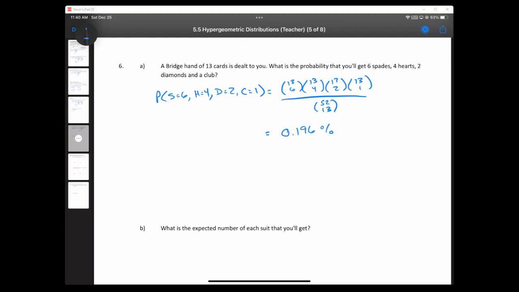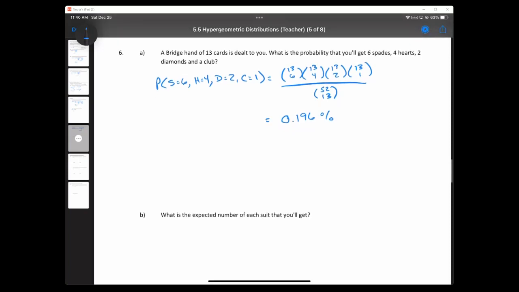What is the expected number of each suit that we get? Okay, so the expected number of spades is just 13 trials times the probability of drawing a spade as one single card, which is 1 out of 4. And 13 divided by 4 is 3.25.